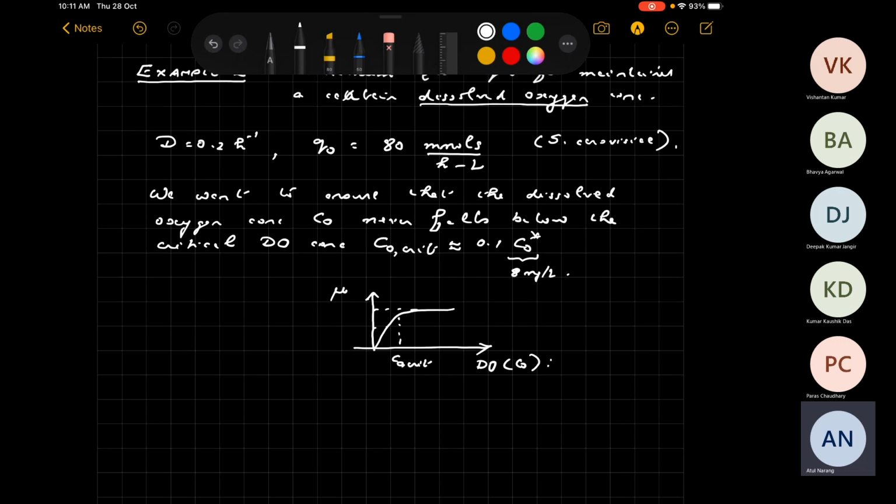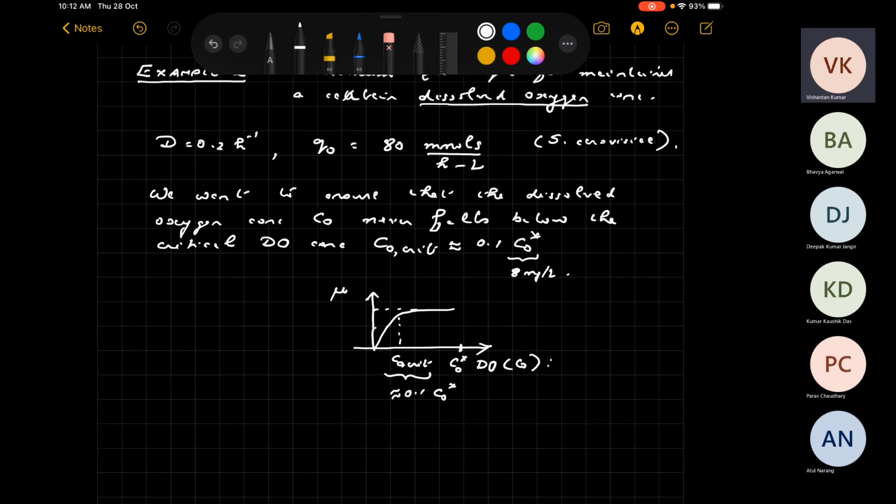And this CO critical, it turns out, if this is CO star, CO critical is approximately 0.1 times CO star. I use the word approximately because it can be 0.05, 0.02. It varies upon the organism. Each organism has its own critical oxygen concentration. But that's the general neighborhood. Is that part clear? Any questions about what I have said so far?